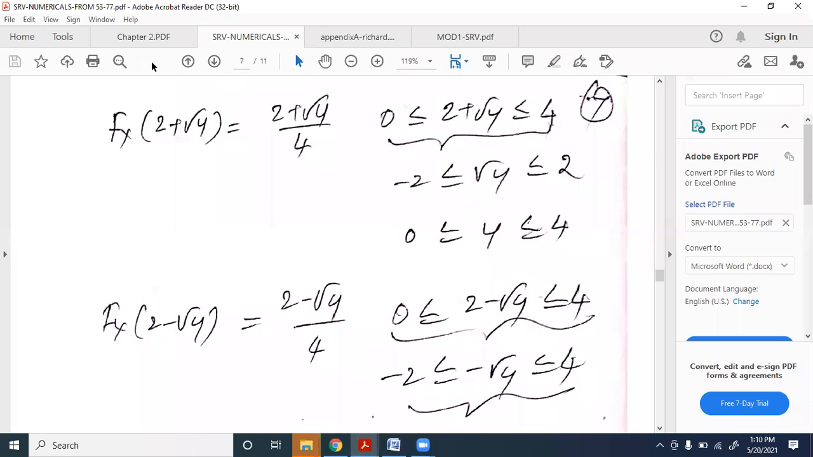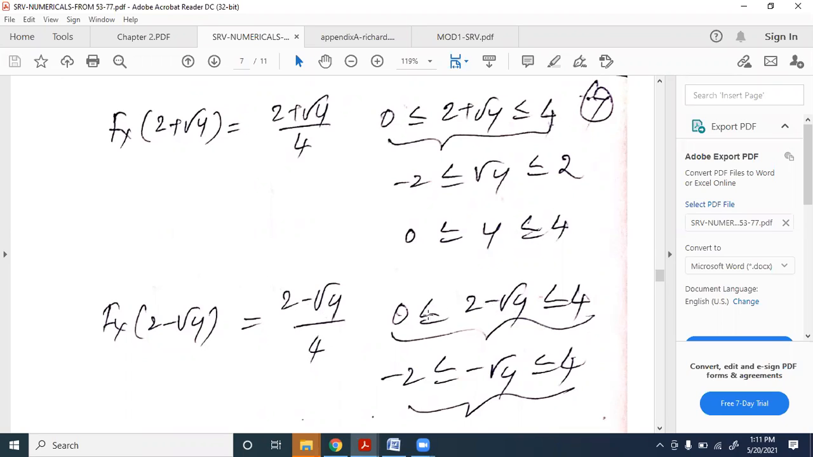So thus, we'll get over here, f_X(2 + √y) will be equal to (2 + √y)/4, and the range of values here will become 0 < y < 4. Similarly, when f_X(2 − √y), if you want to write it, that will again be x/4. X is nothing but this quantity over here, (2 − √y)/4.